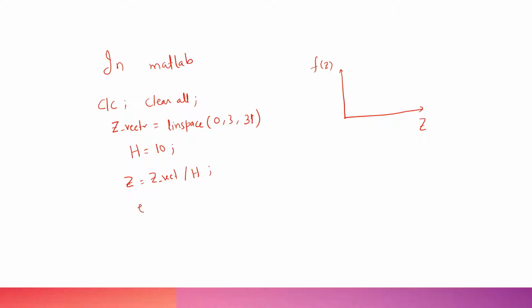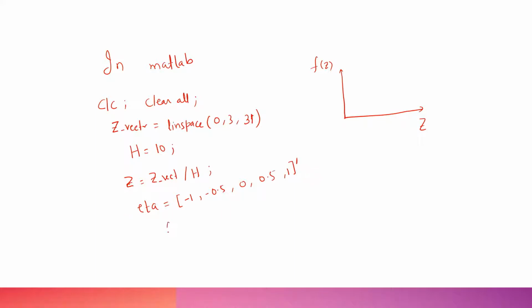And eta, we have seen the eta values, so we will make it a vector. So in MATLAB, how will we write it? In MATLAB, we will write it in this manner: -1, -0.5, 0, 0.5, and +1, and we will take a transpose here. This is the transpose sign, so it becomes a column vector.